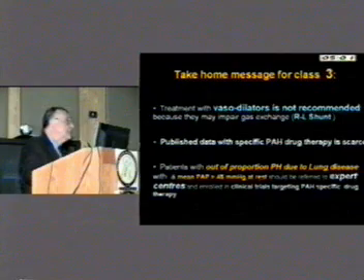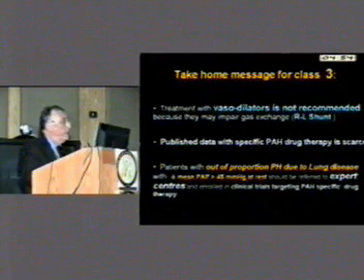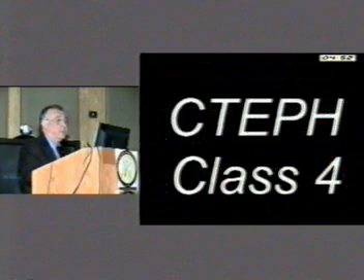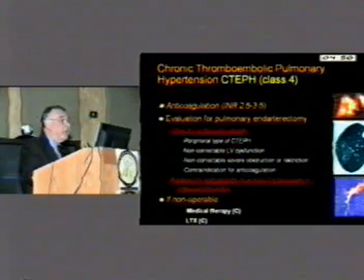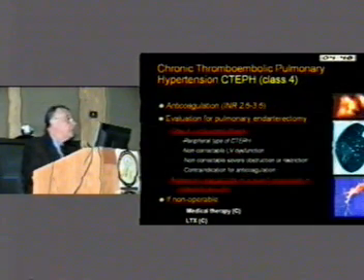We can't give this kind of treatment to those patients as outpatients. You have to enroll them and follow them in specialized centers. Class 4 is very important. We see a lot of cases of pulmonary embolism and chronic thromboembolic pulmonary hypertension.